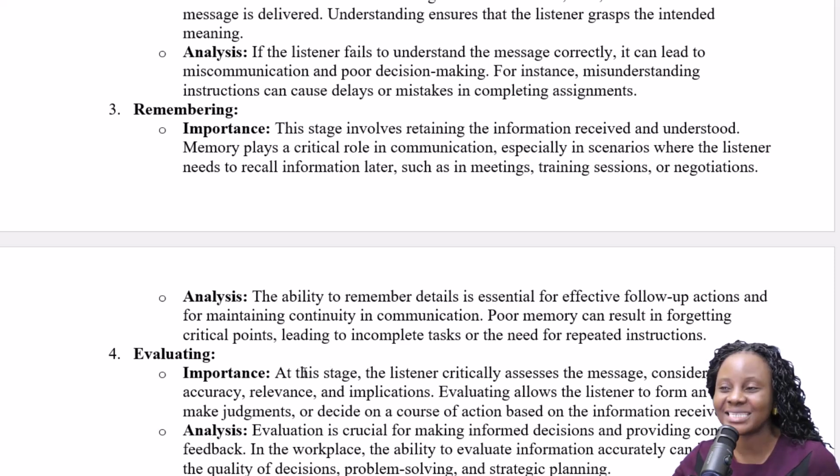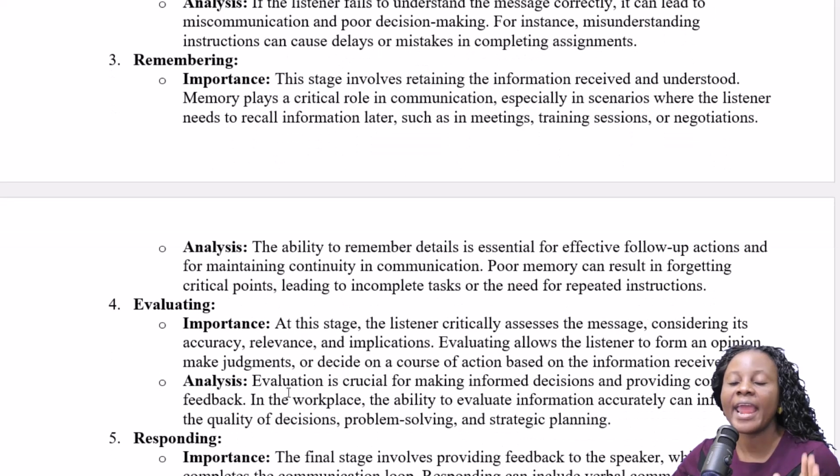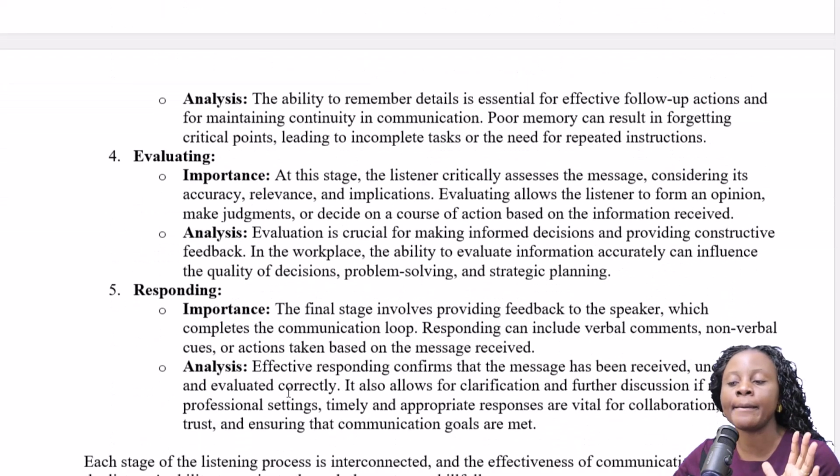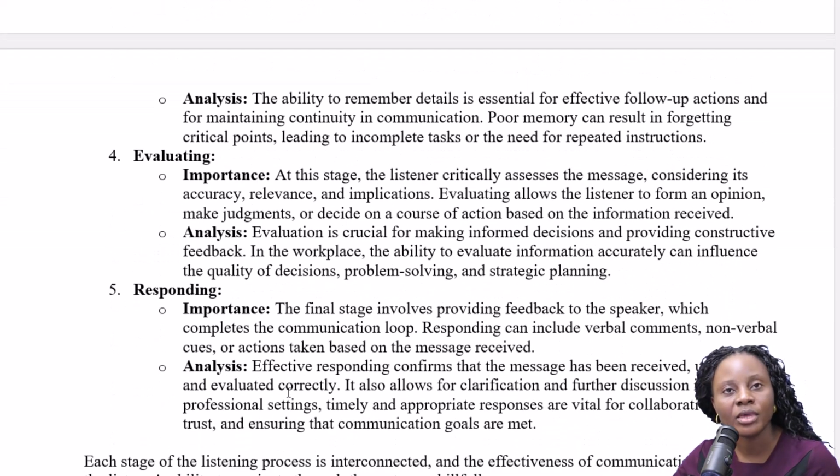So that is the listening process. Every stage is equally important, and there is no way you will skip one stage and still listen effectively. No way. For you to listen effectively, each and every stage has to be taken into account. So that is number 1 of our paper.